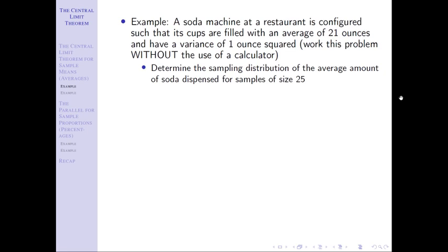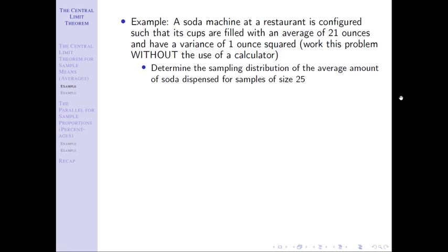Then we have to find center and spread. Center is a simple one: the mean of the x bars is the same as the mean of the x's. That's what mu sub x bar equals mu sub x means. The shape of the x bars is the shape of the x's, and the center of the x bars is the center of the x's. So the center of the x's is 21, which means the center of the x bars is going to be 21. How did I know that was mu sub x? Because it says the machine is configured such that the individual cups average 21 ounces. That's mu of all the individual cups. That's mu sub x, so that's going to be the mean of all the x bars too.